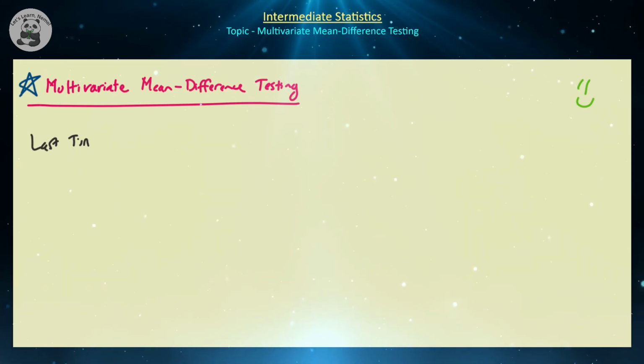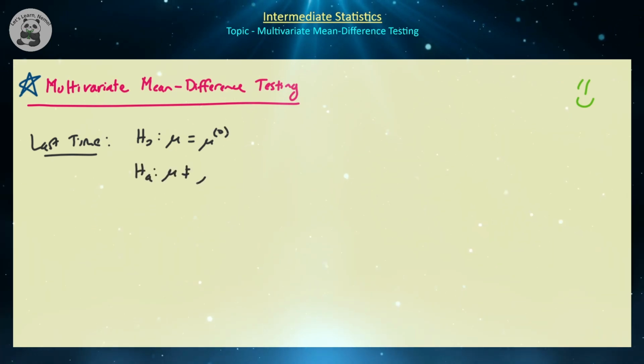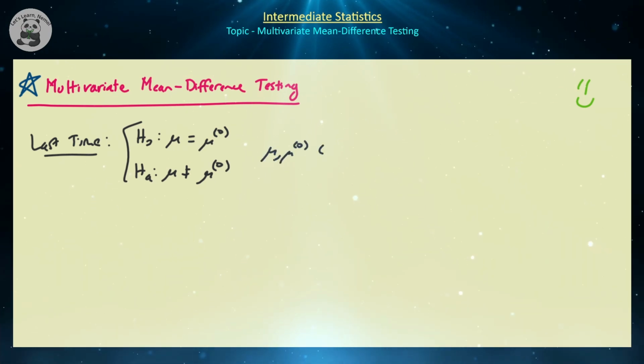So last time, one of the problems that we were interested in testing was the claim that mu was equal to mu 0, with the two-tailed alternative that mu was not equal to mu 0. Here, mu and mu 0 are both multivariate vectors, in particular belonging to R^k, where k represents the number of features in each of those vectors. Obviously, mu is a parameter vector, and mu 0 is a claim vector associated with that particular population mean vector. So, what did we do?